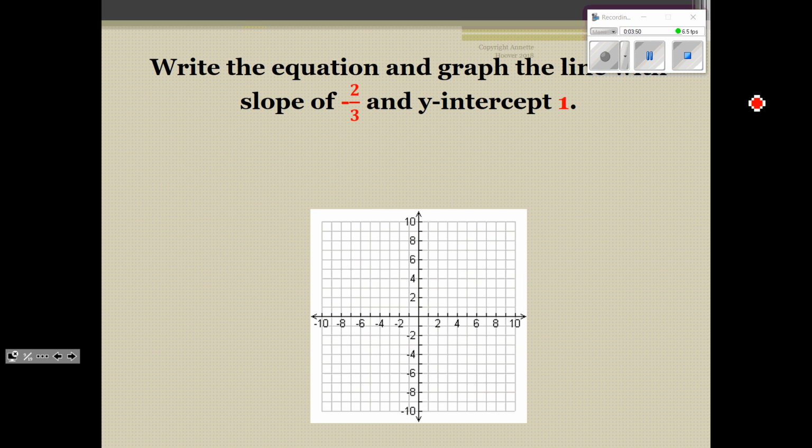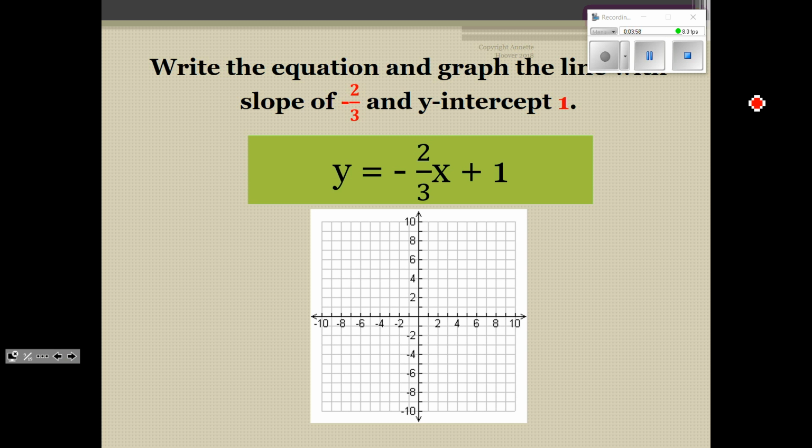So let's practice graphing. If we have an equation with a slope of negative 2/3 and a y-intercept of 1, that would give us the equation y equals negative 2/3 x plus 1. We just plugged in the numbers. Now when graphing, we always begin with the y-intercept. This tells us where the line crosses the y-axis. So we simply go to the y-axis and put a point at a positive 1. There's our first point that we need.